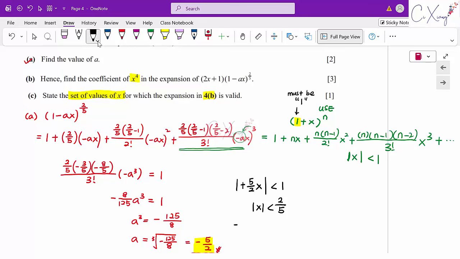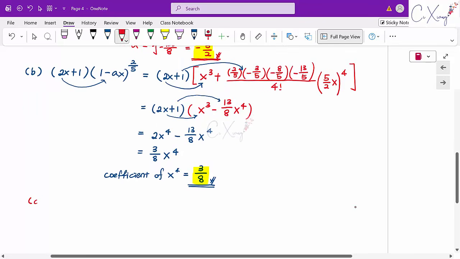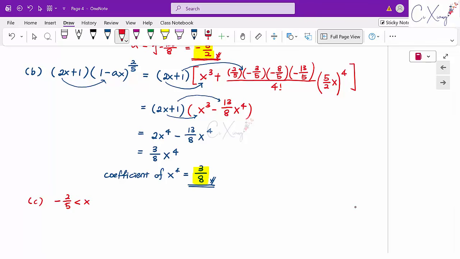So if you expand it, your valid value of x will be, x must be between negative 2 over 5 and positive 2 over 5. Alright, so this is basically how we write out the valid values for x. Okay, yeah, so for part C, we just need to write out the answer where x is from negative 2 over 5 to positive 2 over 5.